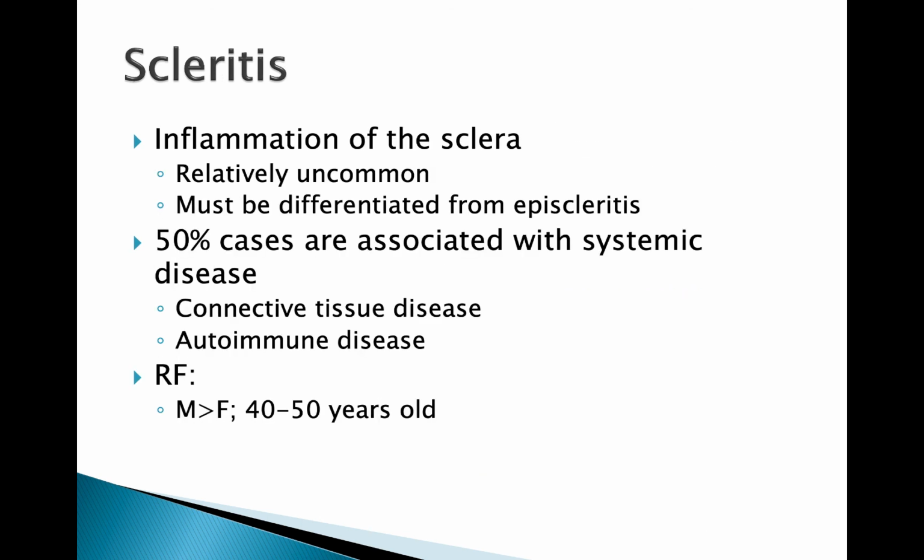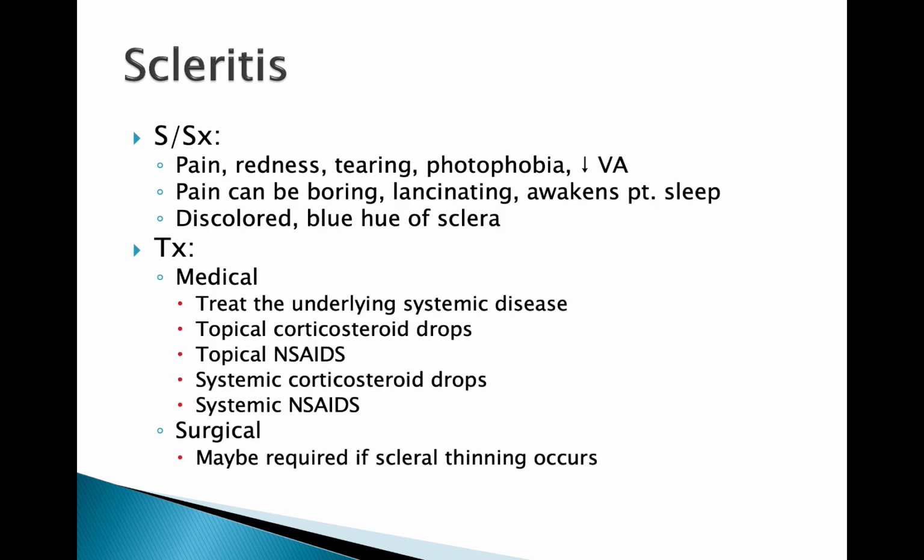Now, scleritis, on the other hand, is the inflammation of the sclera. It is relatively uncommon, but must be differentiated from episcleritis. About 50% of these cases have an associated systemic disease, such as a connective tissue disease or an autoimmune disease. The risk factor for this is male greater than female, and it usually occurs around 40 to 50 years of age. Signs and symptoms: there is pain, and that's a big differentiator from episcleritis. This one does have pain, redness, photophobia, and decreased visual acuity.